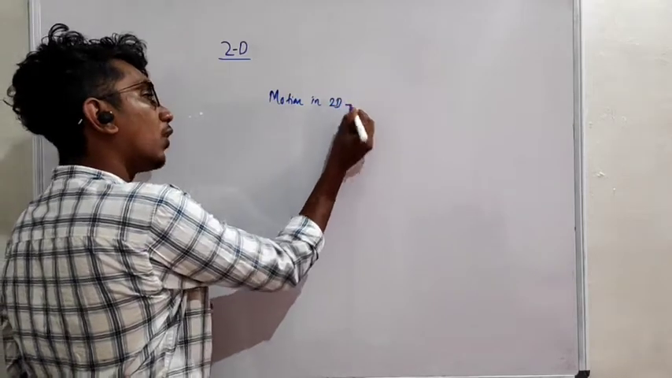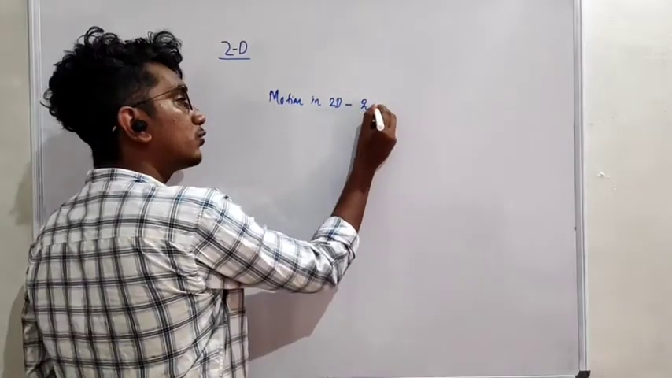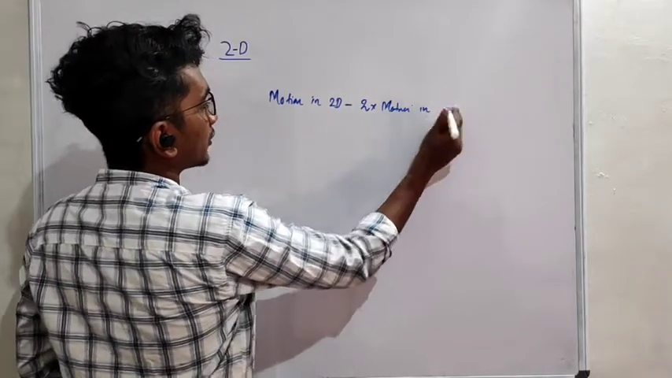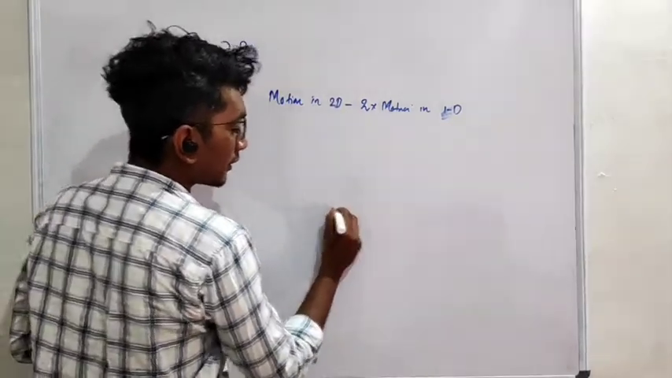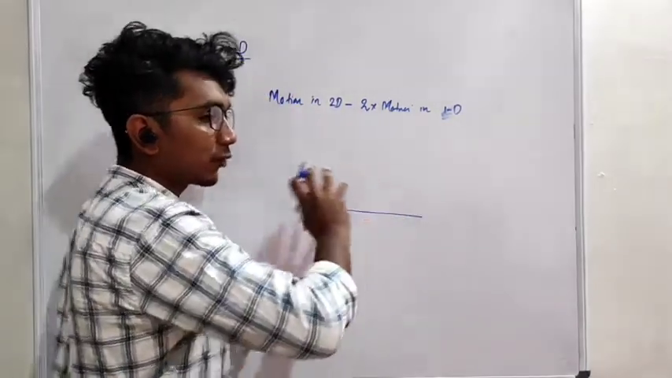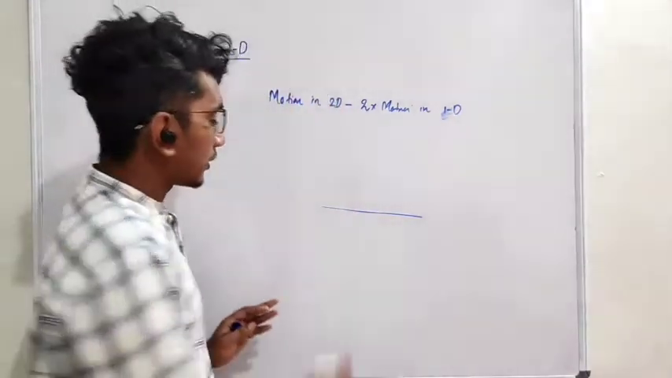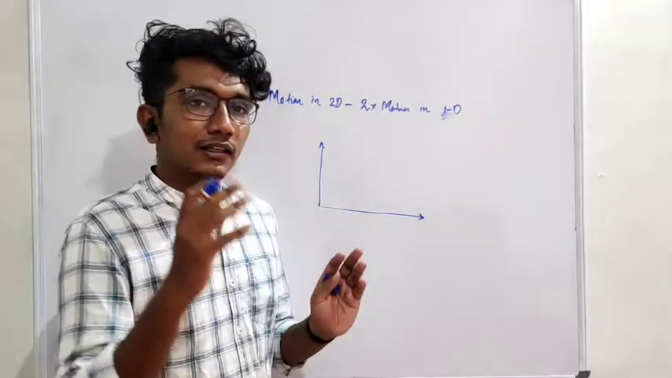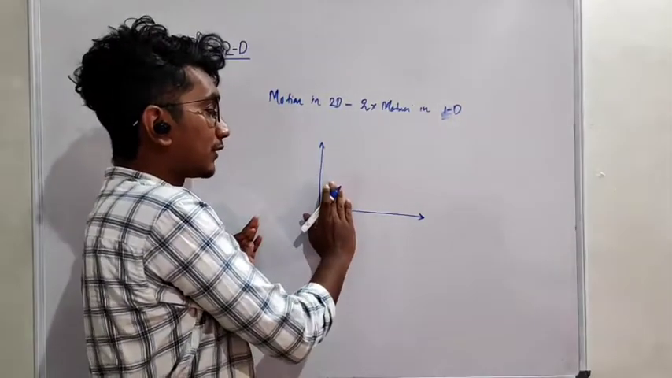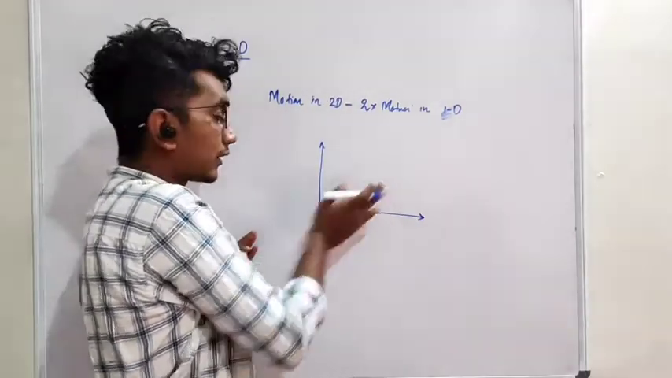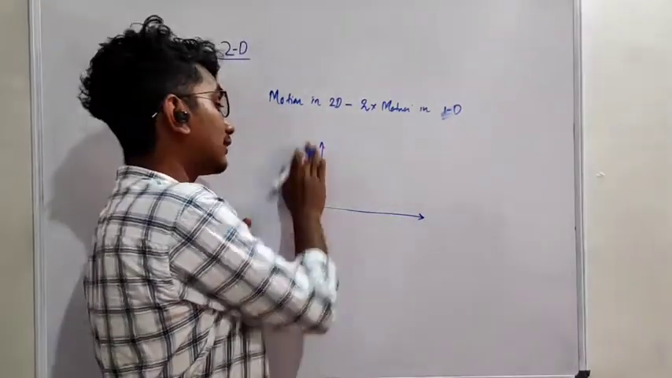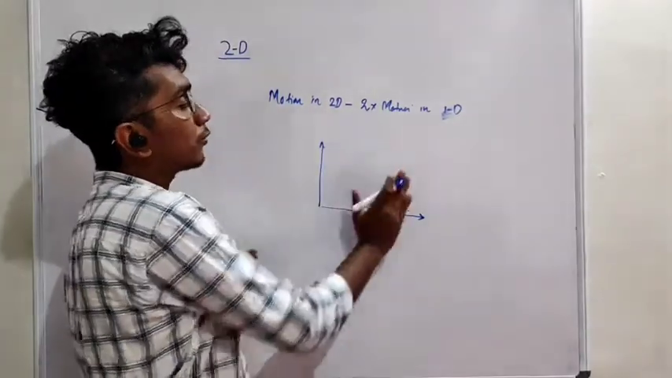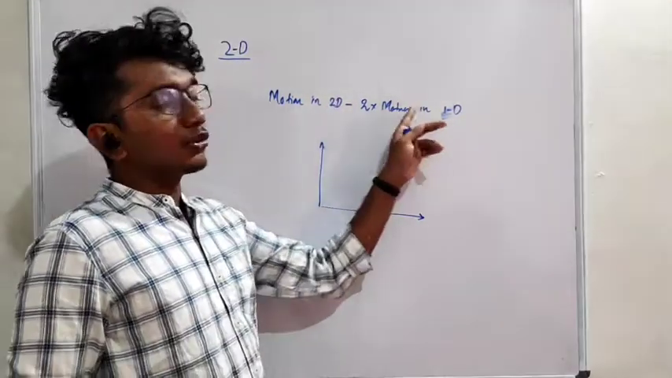Always remember, motion in 2D, always address it as 2 into motion in 1D. What is motion in one dimension? This is a motion along a straight line. This is also motion in one dimension. So if I am moving along one line, that is one dimension, then along this line, another dimension. So 1 plus 1, 2. So motion in a plane, you can consider it as 2 into motion in one dimension.